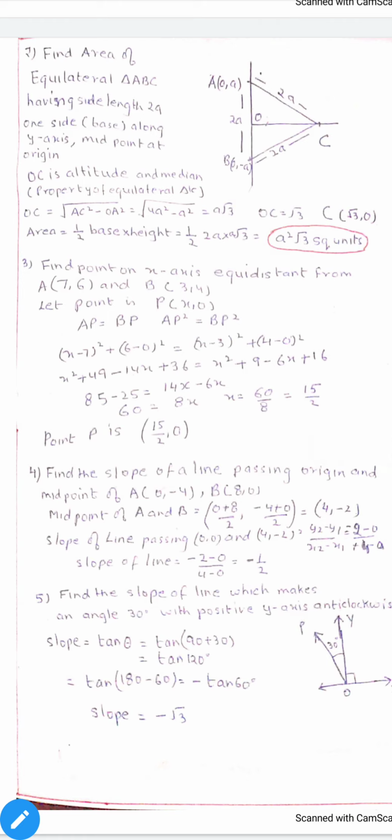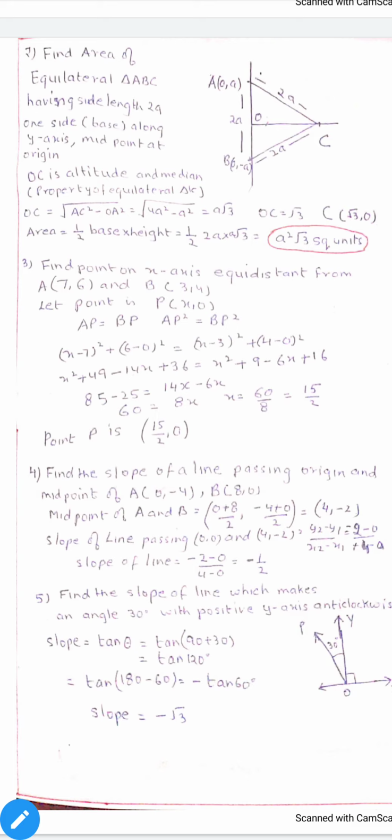Second question is find the area of equilateral triangle ABC having side length 2a, one side base along y-axis and midpoint at origin. OC is the altitude as well as median according to the property of equilateral triangle. So OC is equal to under root AC square minus OA square using Pythagoras theorem. AC is 2a, so AC square is 4a square. OA is half of AB, that is half of 2a. So OA square is a square.